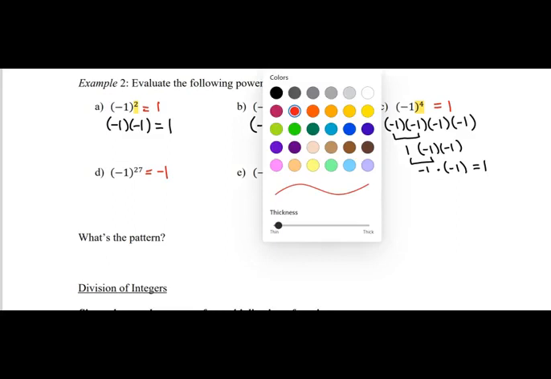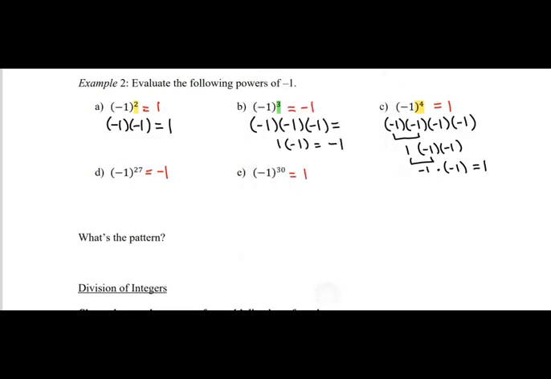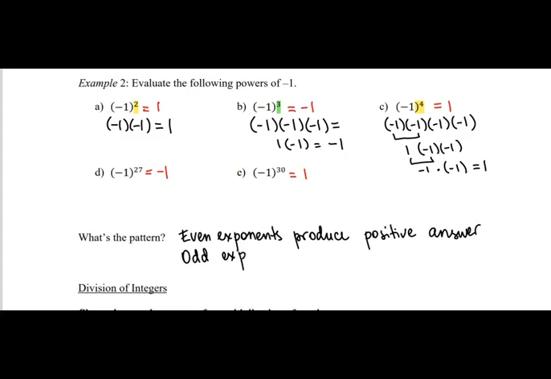Okay, so let's go ahead and write that out. So even exponents produce positive answer, and the odd exponents produce negative answer.